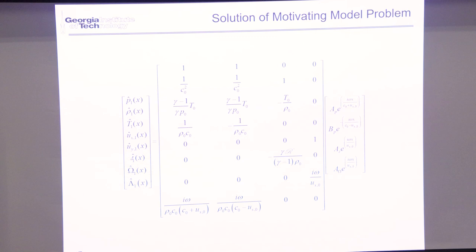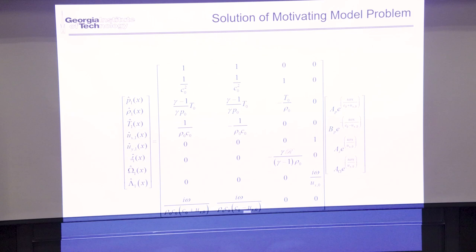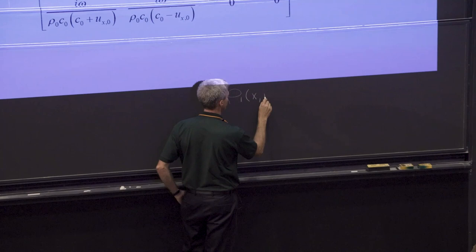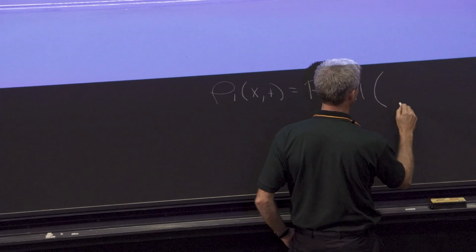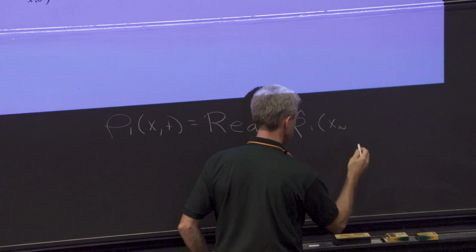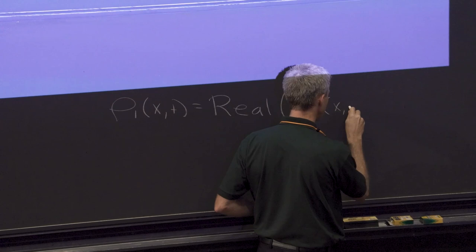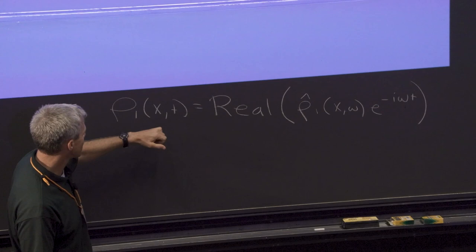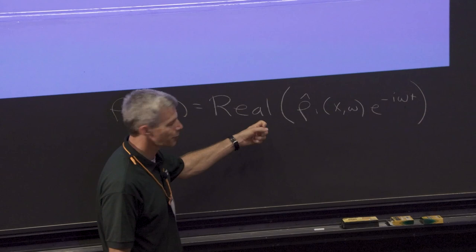Bingo, okay. Let me just real quick make sure you know how to physically interpret those terms. And to illustrate, let me do an example. So can you read that with the lighting? Okay. So remember, I just said, rho 1 of x and t, I'm going to write it as rho 1 hat times e to the minus i omega t. In reality, because it's complex notation, I have to take the real part. I didn't do that, but it's a reminder of that.